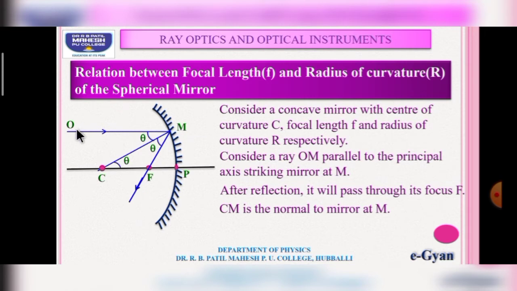Now angle OMF is equal to 2 theta. See, theta plus theta is equal to 2 theta, and angle MFP is alternate to angle OMF, hence angle MFP is also equal to 2 theta. Now draw a perpendicular at point D on the principal axis. This is the brief description of the given ray diagram.